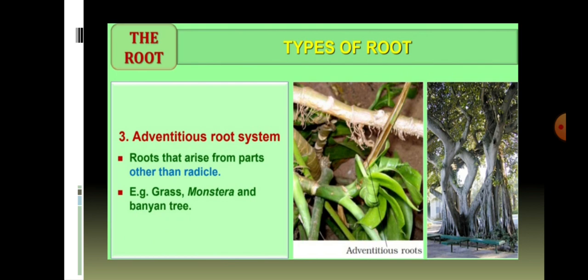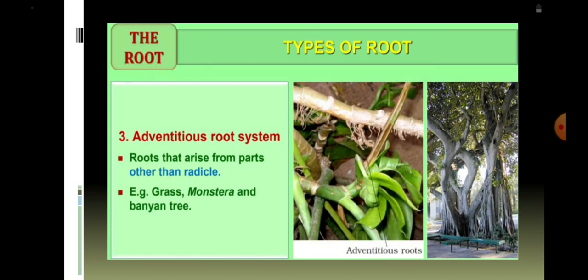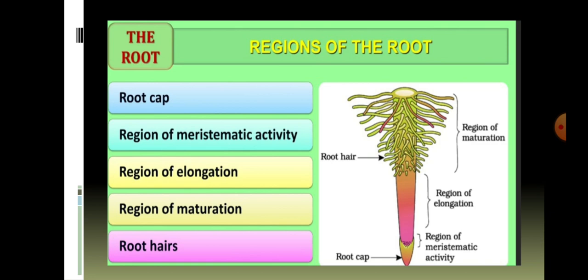These roots are used for vegetative propagation, mechanical support, etc. These roots are found in monocots and pteridophyte plants, but also in many dicots such as clove, money plant, banyan tree, grasses, etc. Now we're going to talk about regions of root.